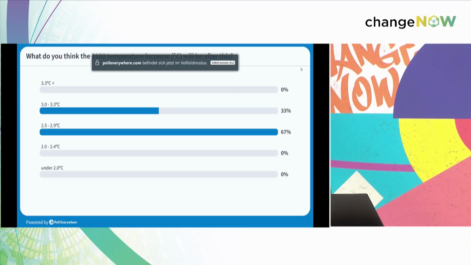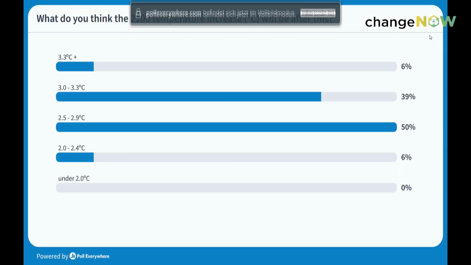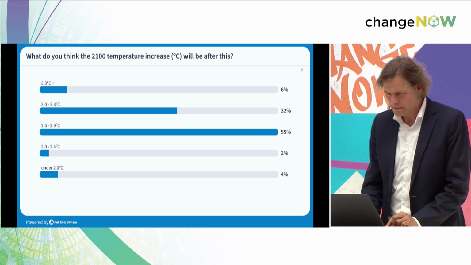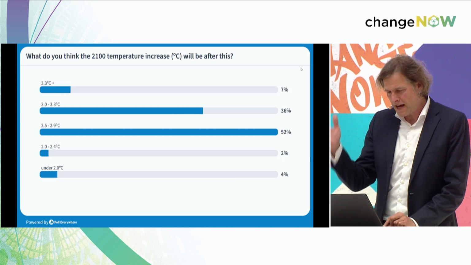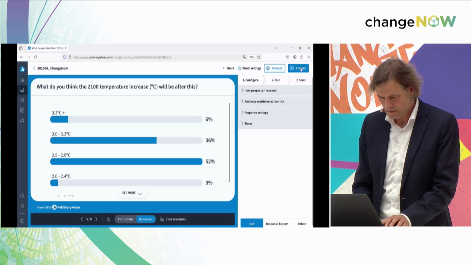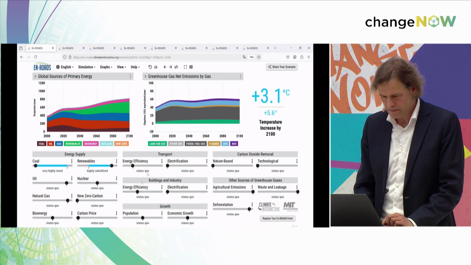Where do you think the temperature is going to be in the year 2100 with a carbon price? Let's assume a carbon price of maybe $100 per ton. So it's a little bit more than what the carbon price in the European trading system is at the moment. All right, 2.5 to 2.9, so half of you. So let's try.